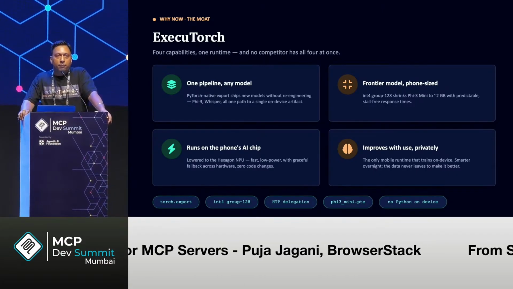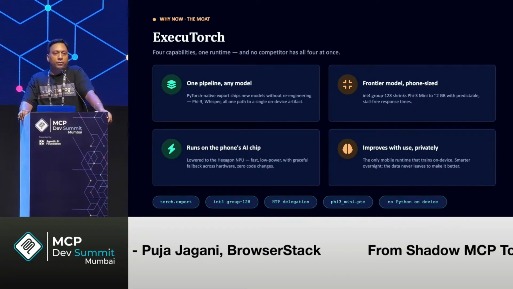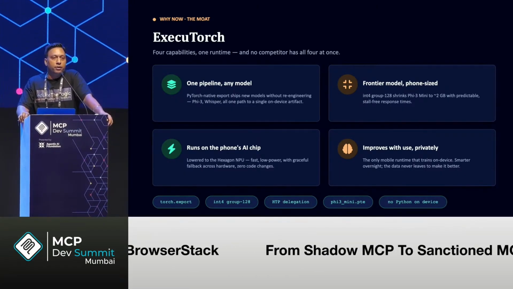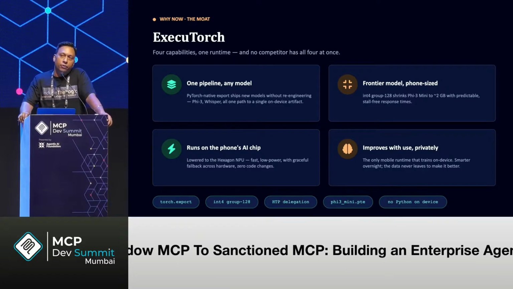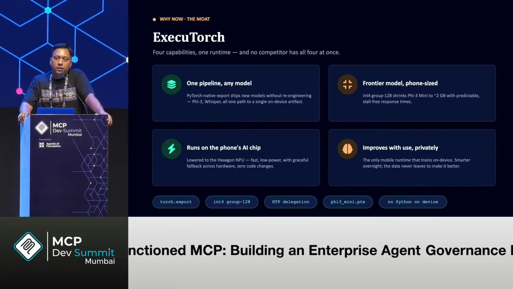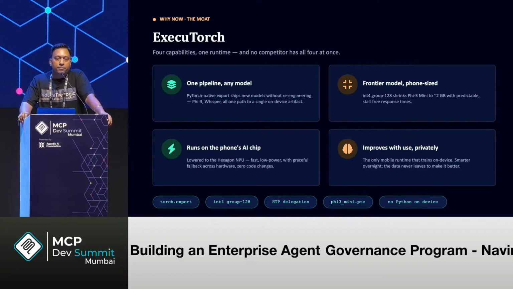And above all, whichever model we want to use, be it Phi 3 or Whisper, we just need to have one .pt file. That's the artifact that would be run on the inference engine. So that's the only prerequisite there.